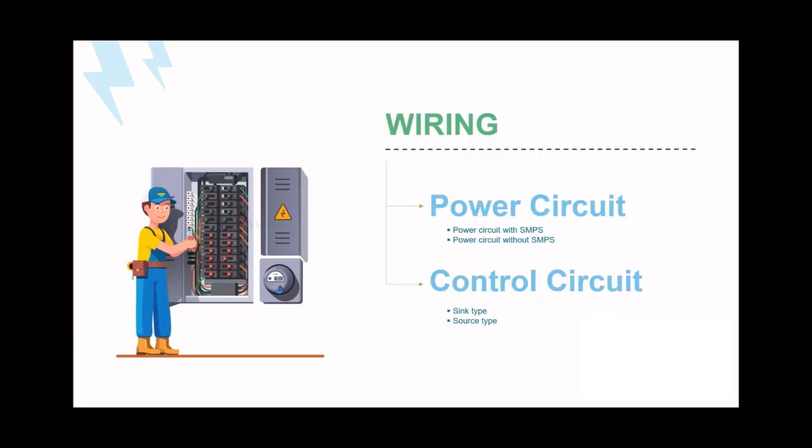Then about the wiring section. When we come to the wiring section, there will be two wiring sections. First one is your power circuit and second one is your control circuit.